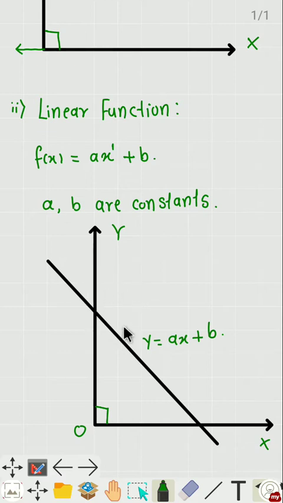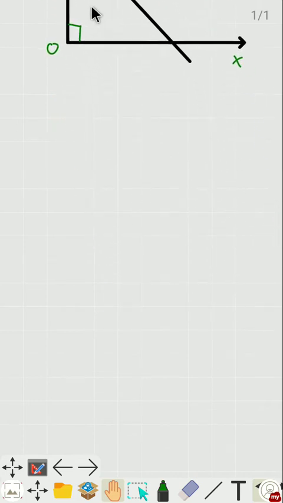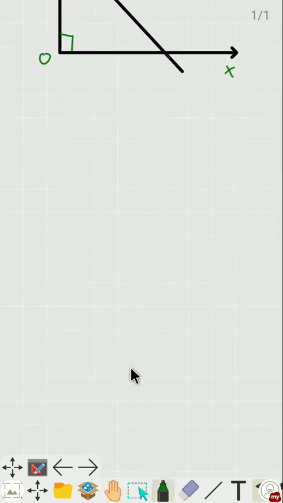The graph is a straight line. Now let us go to the third type of algebraic function, which is the function with power of x.